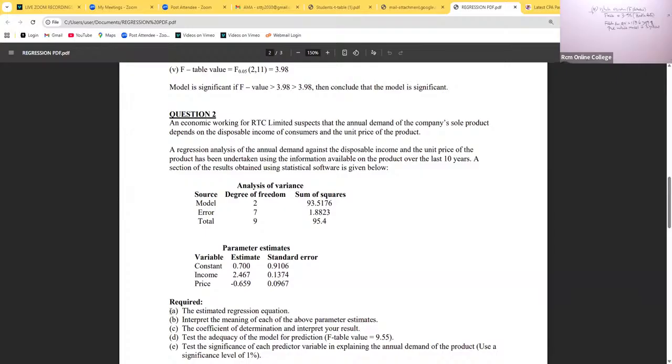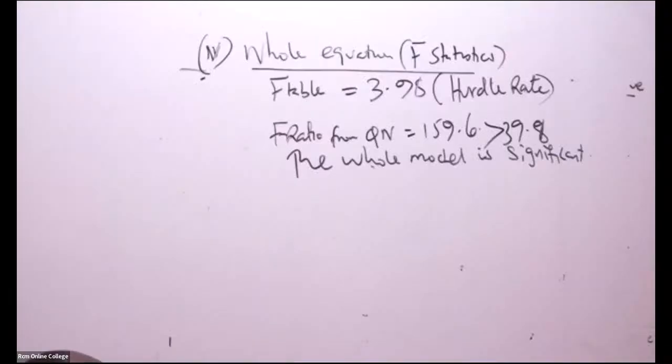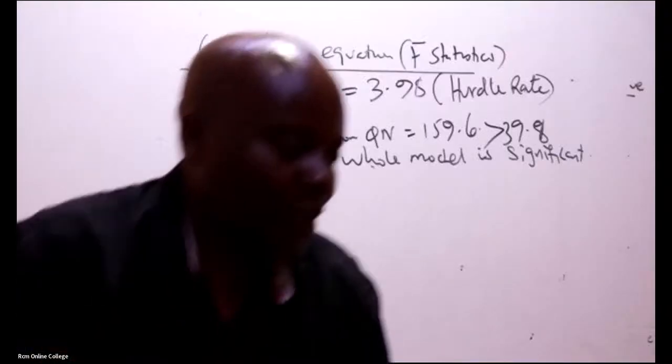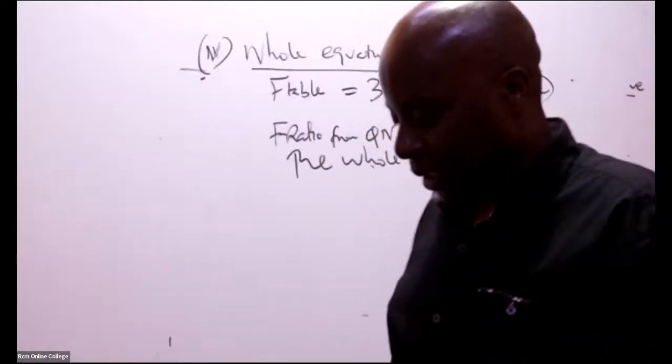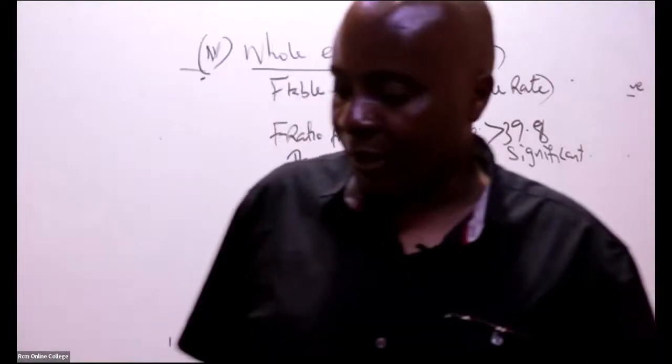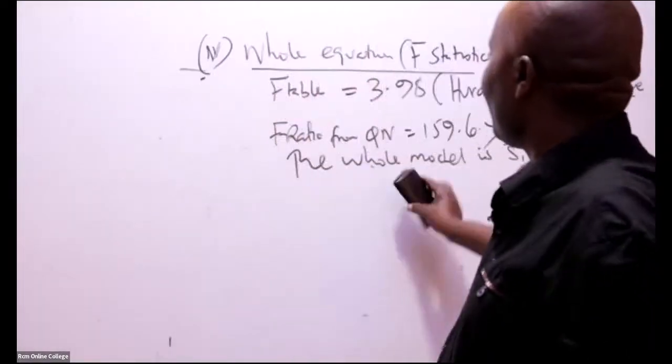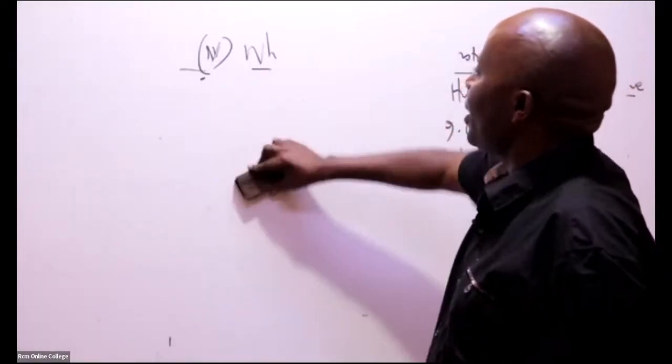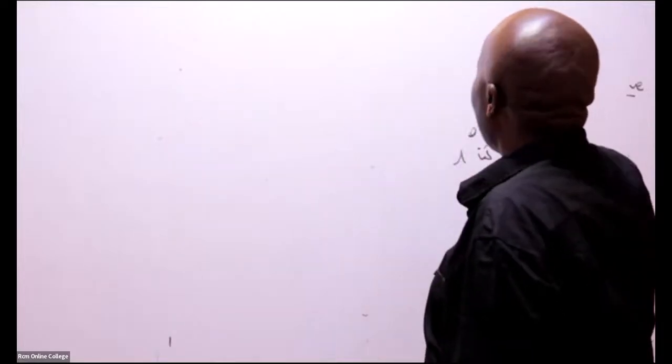Thank you, great. So you see, the estimated regression equation will come from these parameter estimates. You can see the constant is 0.7, you can see the income, then you have the price, so three of them. This is really easy. The regression parameters have been given.